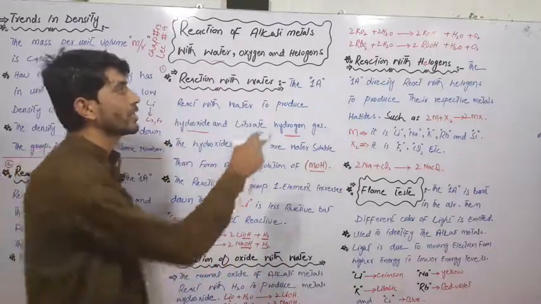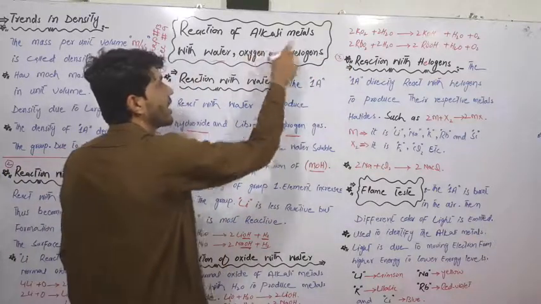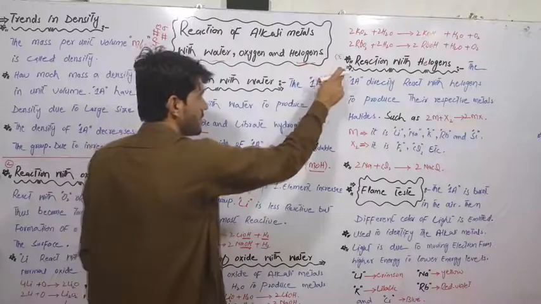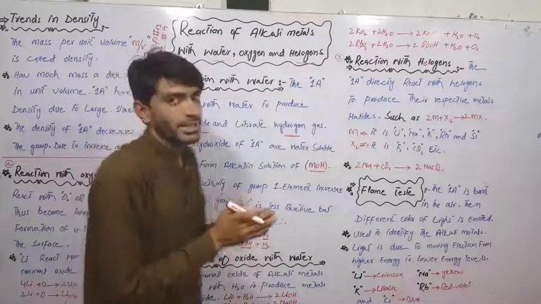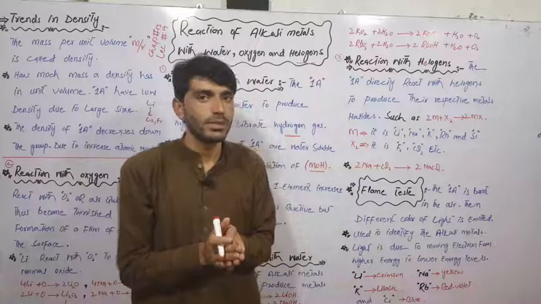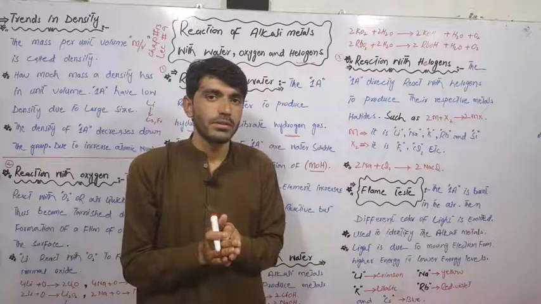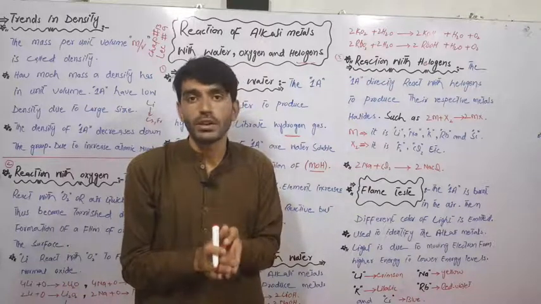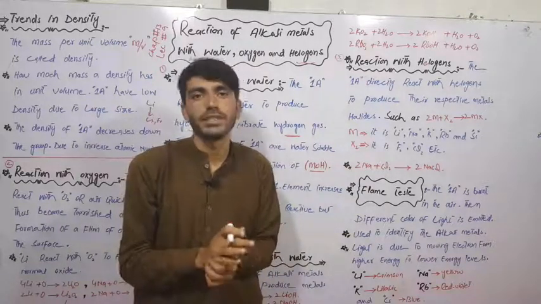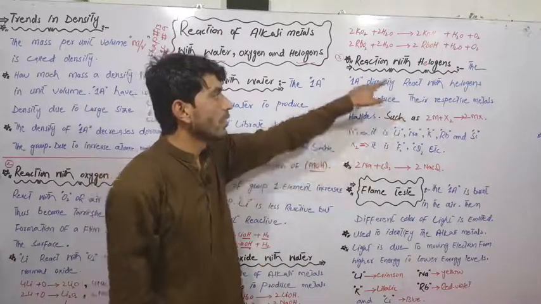So the next point, the last and third point, is how alkali metals react with halogens. Clear? Halogens are the group 7 elements, called the halogen family. Because they make salt compounds whenever they react with the first A and second A groups, they are salt formers, we can say. A few points are present here.